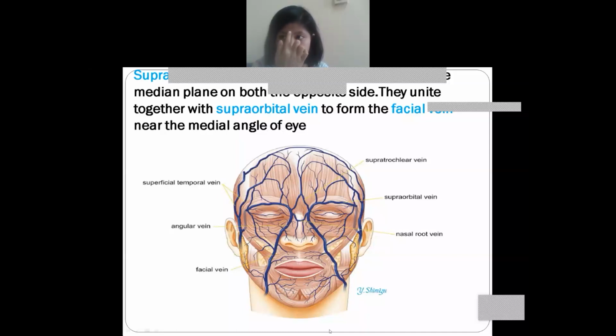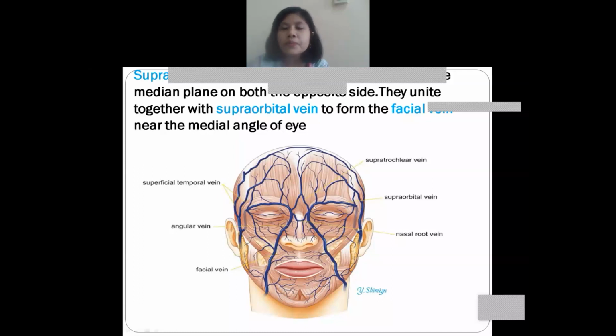But the supratrochlear veins begin in this area of your forehead, near the median plane, on both the opposite sides. Median means what? In the middle. Here, this is the middle, right? So it will start in the middle on both sides, here and here. From the picture itself you can see here and here, they will form on both sides.